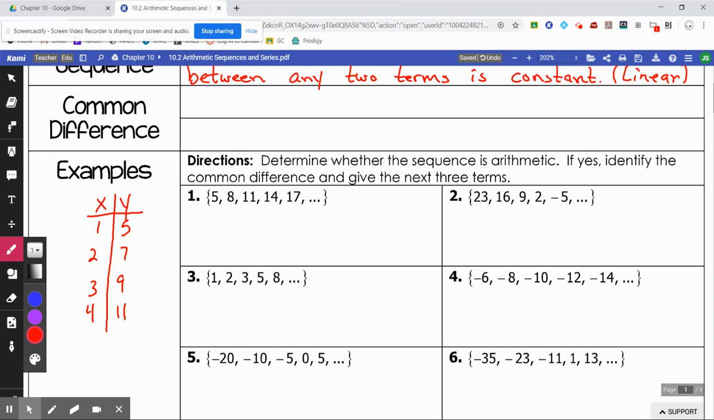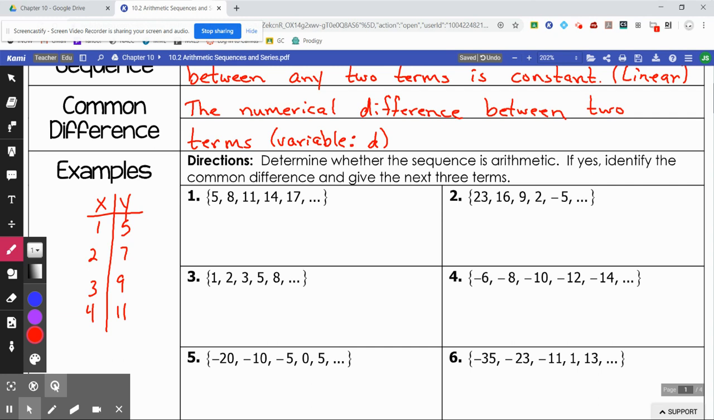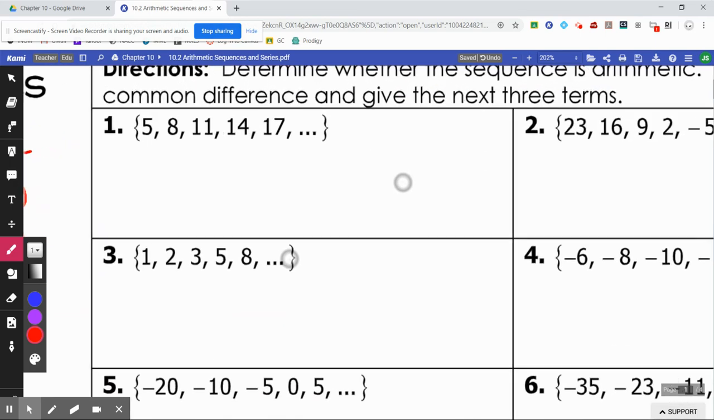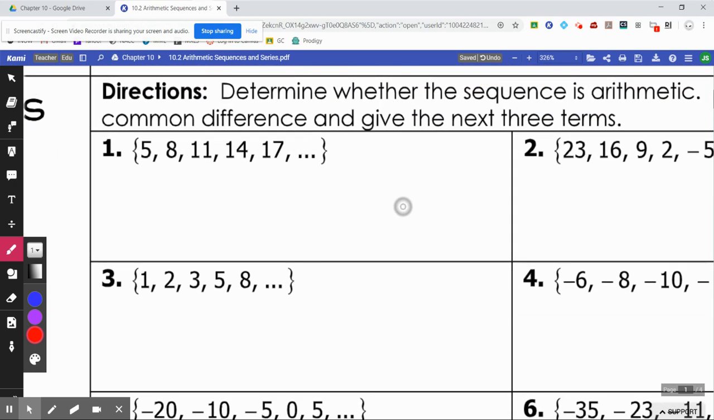Now, next up, a common difference. It is the numerical difference between two terms, and they use the variable d in their formula. I'm going to call it something else. I'm going to call it slope, because that's exactly what it is. If you were to look at the common difference here, add 2, add 2, add 2 in this sequence, what is that common difference? It is a slope. If you were to do y2 minus y1 over x2 minus x1, it's the same thing as slope. So now, for the next examples, and then we'll get to what I'm talking about.